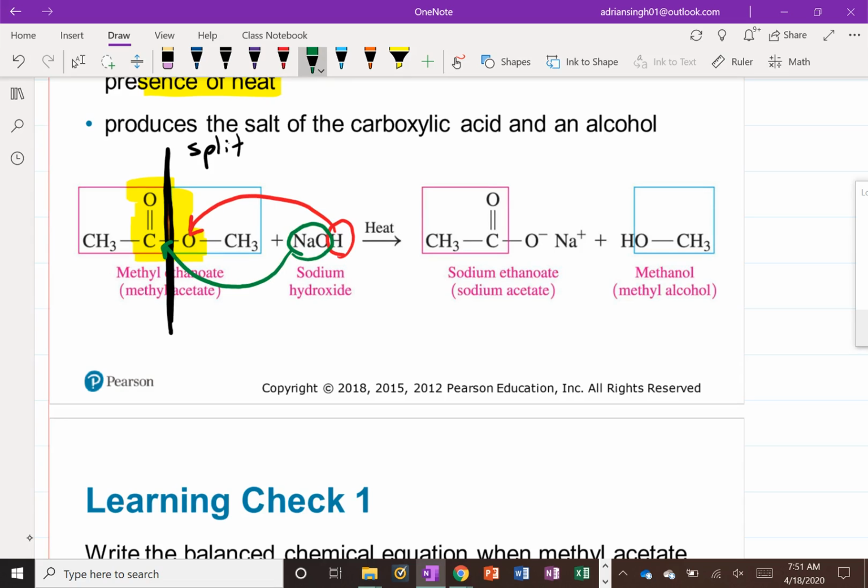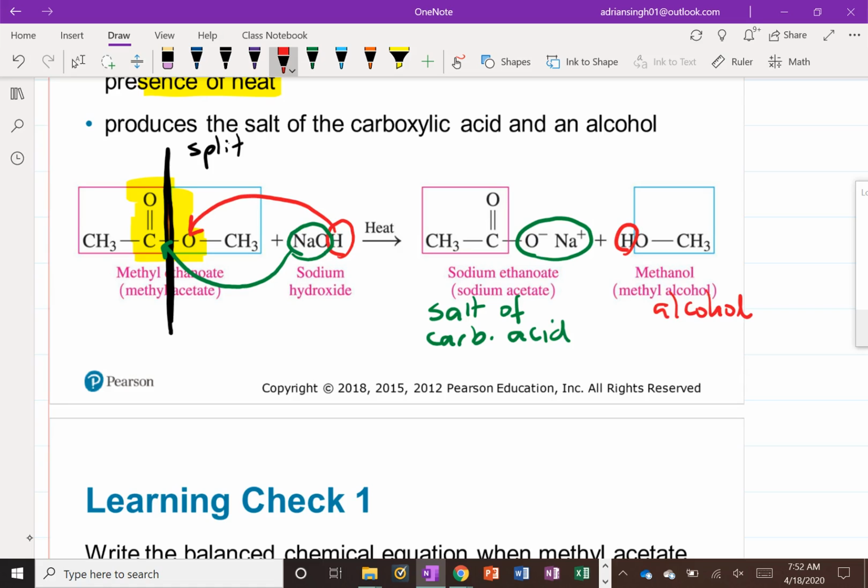All right, so we end up now, I'll try to color code everything. We end up forming our salt of the carboxylic acid on the right side. And then we also get the original alcohol, which is our 1-carbon alcohol, which would be methanol in this case.